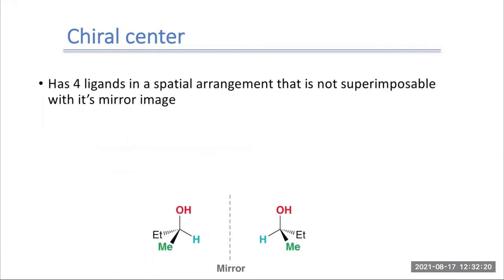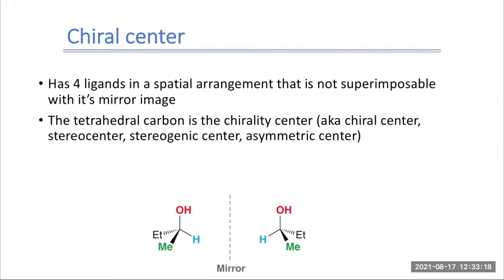So when you have four different substituents or four different ligands, they can have a spatial arrangement that's not superimposable. If I have a mirror here, it's like the molecule's looking in a mirror. It's trying to get ready in the morning, looking in a mirror. But that tetrahedral carbon in the middle is not superimposable with that mirror image. I can't make them overlap with each other. And so that tetrahedral carbon in the middle, we consider a chiral center or the chirality center.